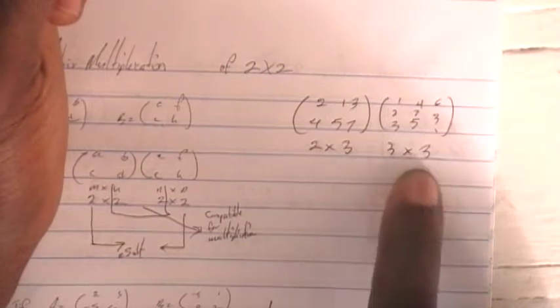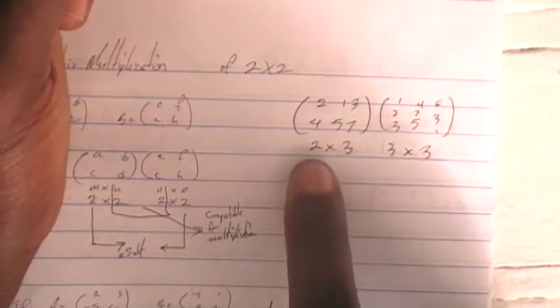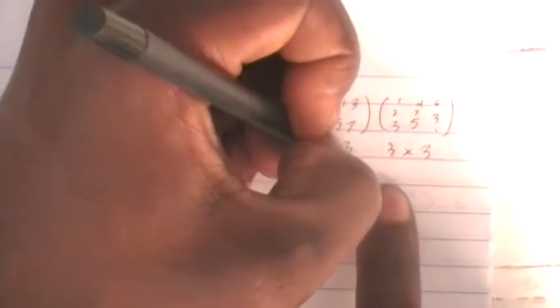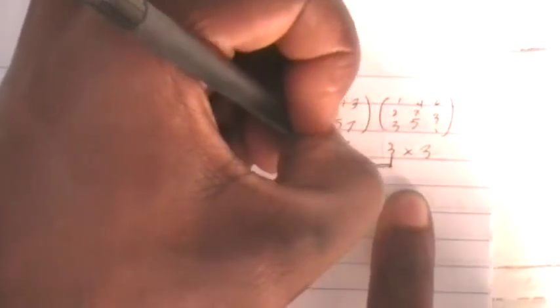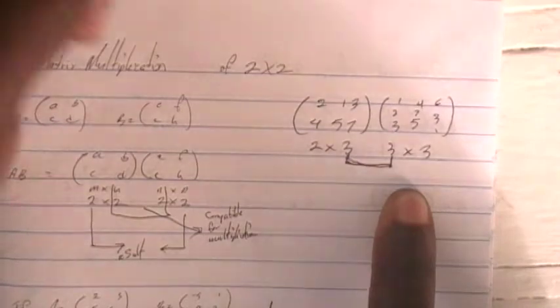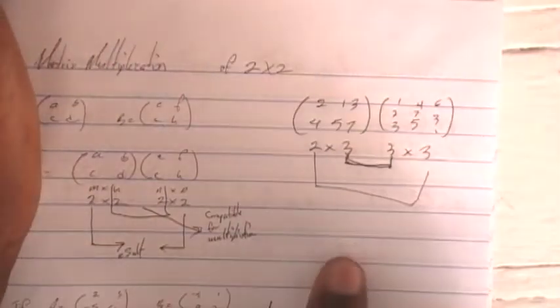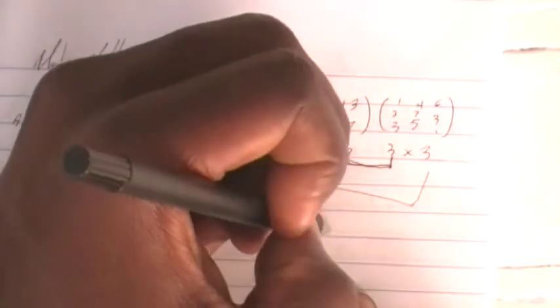This matrix, the orders are different. We see that this is a 2 by 3, this is a 3 by 3. Can they be multiplied? Yes. Why? Because these two are the same number, and these two at the end will tell you what the result is. So that is how you know. But let me give you one more quickly.